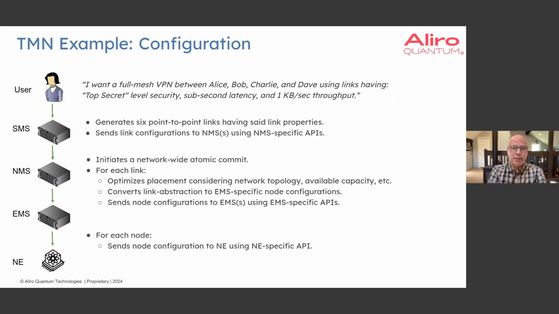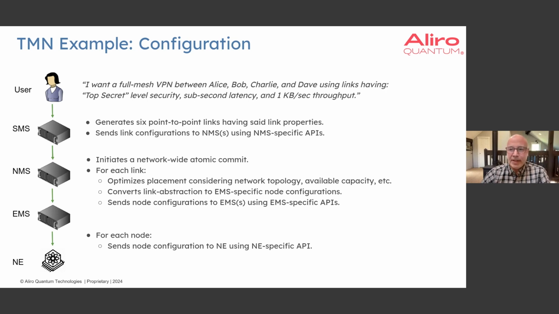Okay, now for the example. First, we'll talk about configuration. At a high level, there's a user, and they say, I want a full mesh VPN between Alice, Bob, Charlie, and Dave, using links having top secret level security, sub-second latency, and 1 kilobyte per second throughput. And here, let's pretend top level security means that it needs to use quantum cryptography.